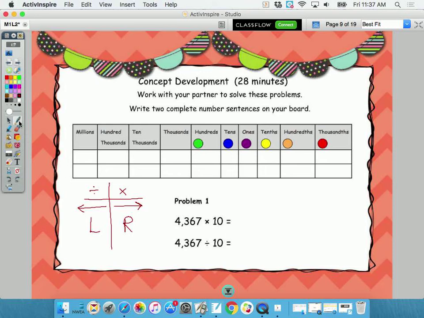Jared, how do I know this trick's going to work? I have to look at my first factor. Katie, how do I know I can use it? Because anything times 10 you add a 0, except when there's a decimal. Is there a decimal in this number? No. So we just add a 0 to the end. Everybody write it down. 4, 3, 6, 7, 0.